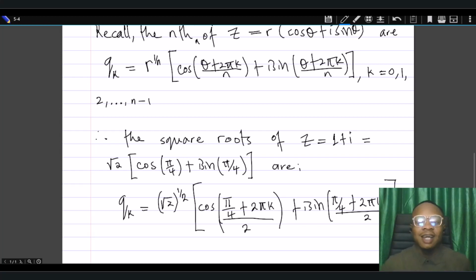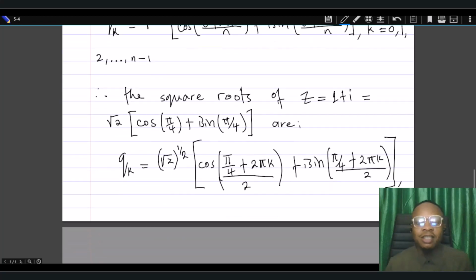So in this case, how will k be varied? We know k should go from 0 to n minus 1. That means in this case, k will be equal to 0 and 1. We have to stop at n minus 1. Once we have the values provided by k equal to 0 and k equal to 1, we will have the two square roots of the complex number.